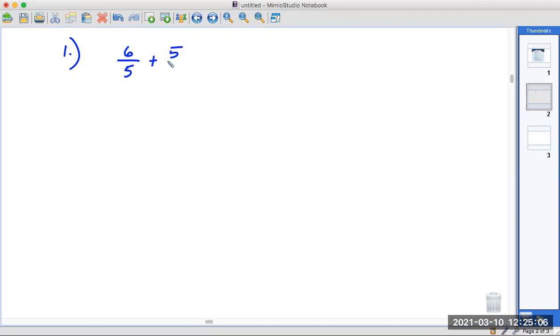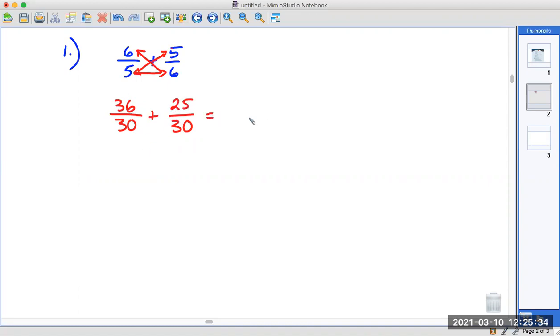So when we add fractions, we need a common denominator. A good way to do that is simply multiply these two, and then cross multiply that and cross multiply that. So this is a fast way of doing that. So 5 times 6 is 30. So that's a common denominator. 6 times 6 is 36. 5 times 5 is 25.